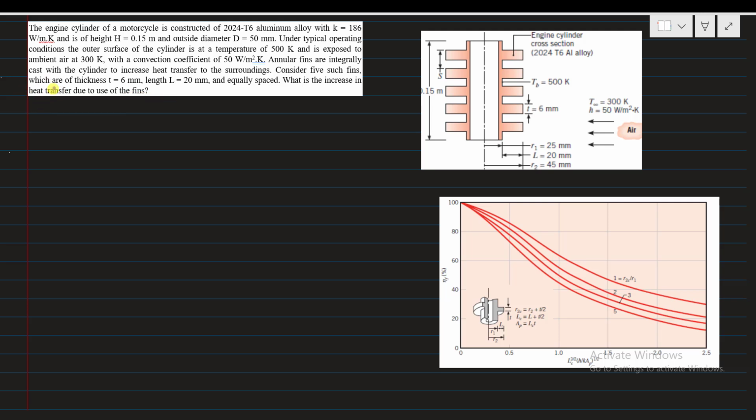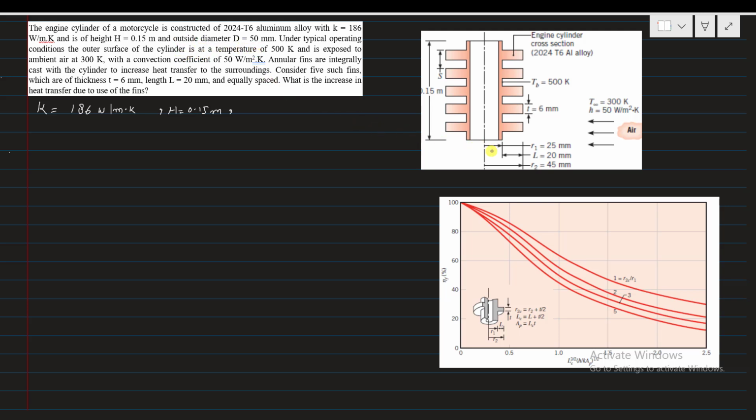First of all, I will write the data that is given in the statement. The thermal conductivity of the engine cylinder material is 186 watt per meter Kelvin. And the height of the cylinder is given. This is the height of the cylinder, and that is H. I will present it by capital H, 0.15 meter, and then outside diameter is 50 millimeter.